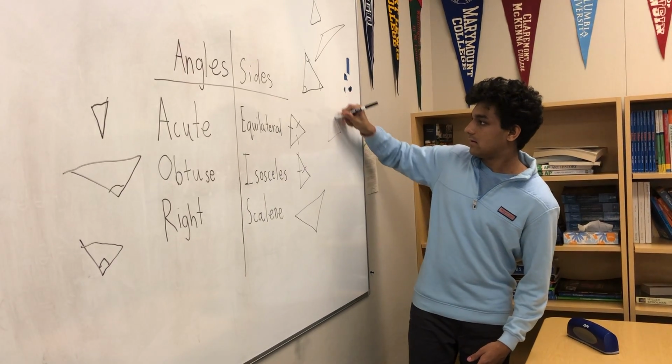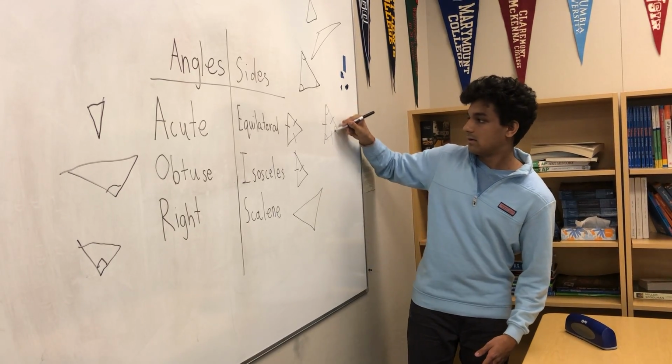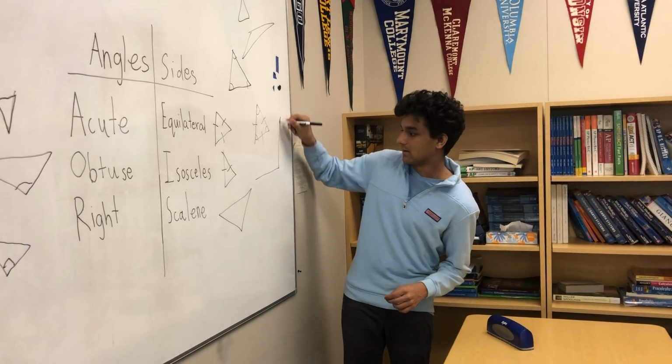So what about this triangle over here? Telvin. That's an acute equilateral triangle. And why is that? Because it has three equal sides and all the angles are acute. Exactly. What about this one over here?